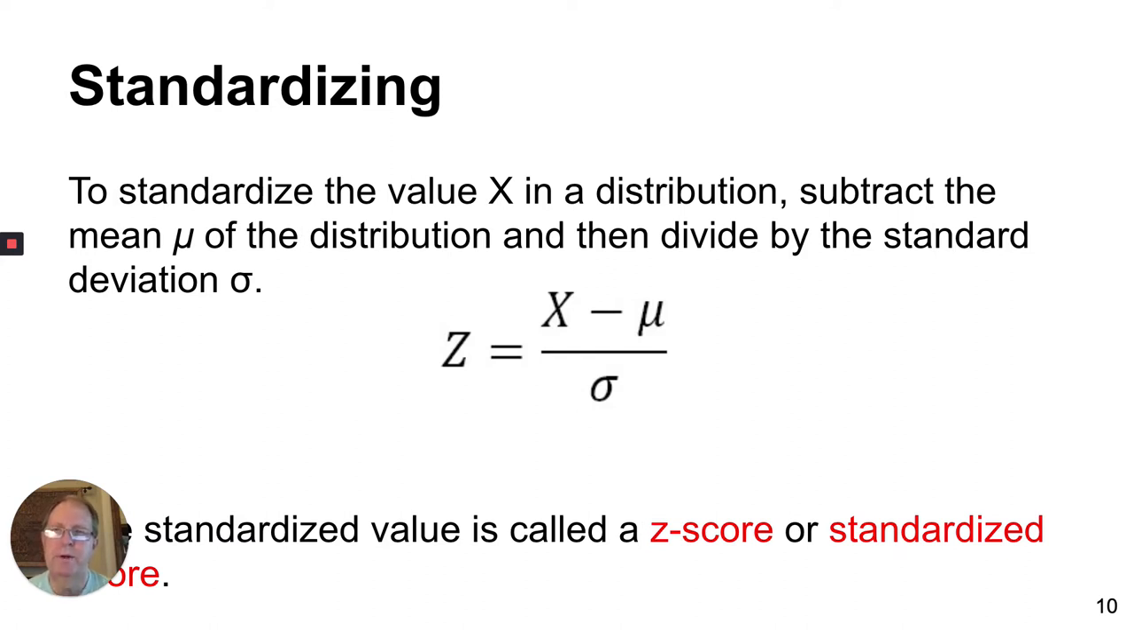Now I want to talk about standardizing, because standardizing is just a variation of these transformations that we talked about. To standardize the value x in a distribution, we first subtract the mean of the distribution and then divide by the standard deviation sigma. So here's my formula for standardizing a value x. I subtract the mean and then divide by the standard deviation, and I get the standardized value, and we call that the z-score or the standardized score. And we can do this for every single distribution.